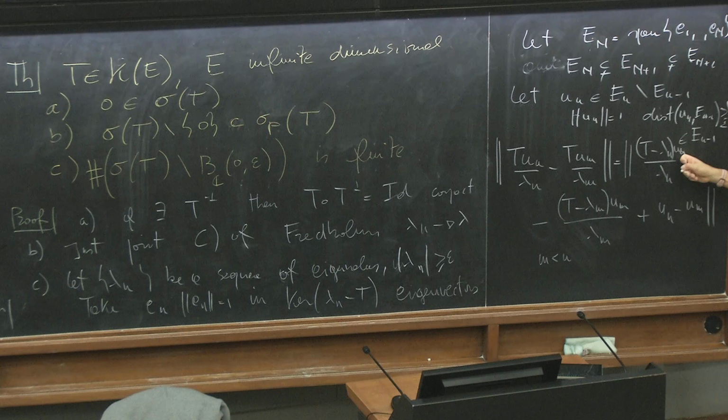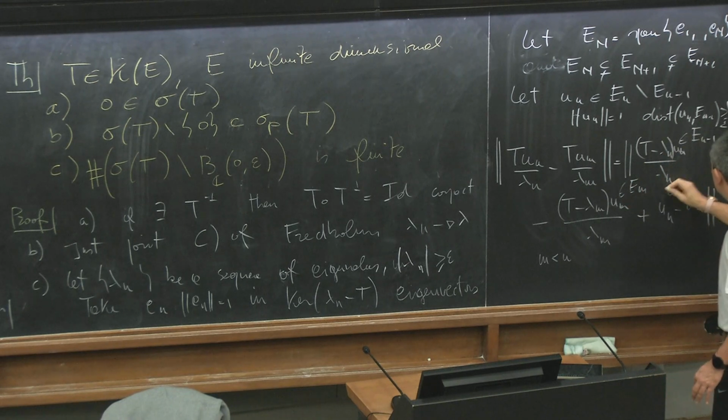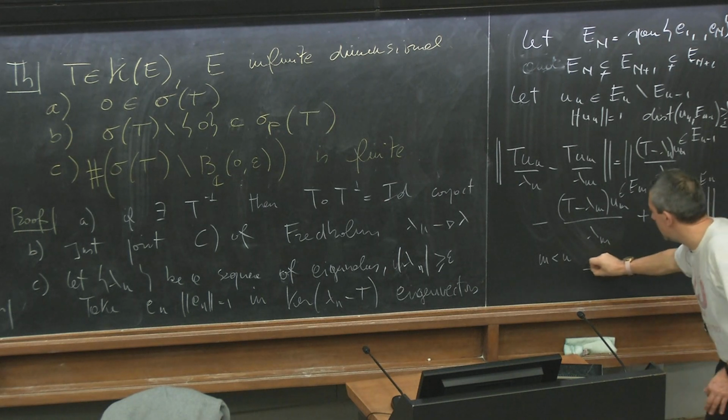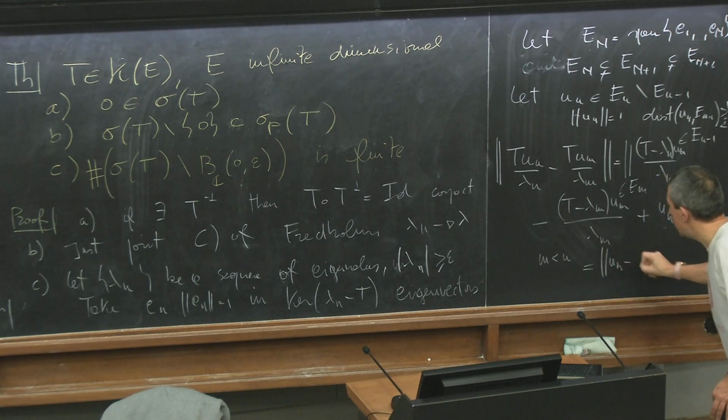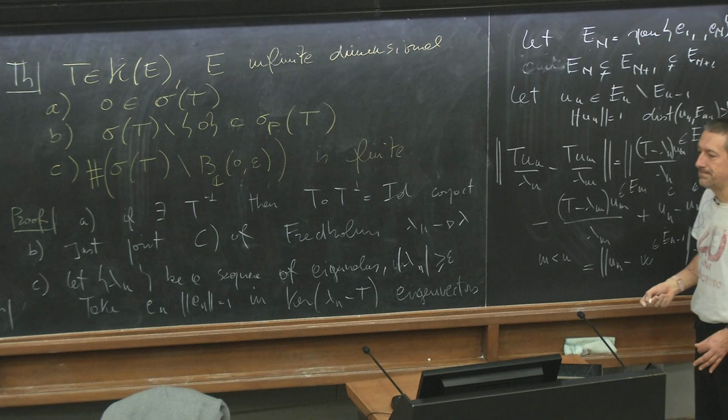Why? Because the component along En is cancelled because it's in the kernel. This guy clearly is in EM, this guy is in EM. And so I have the distance of UN from something which belongs to En minus 1, and this is larger than 1/2 by definition. So I have the contradiction.